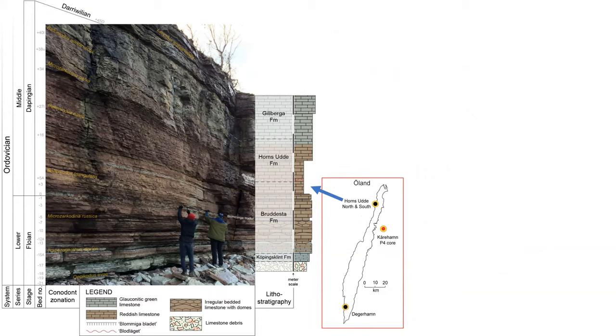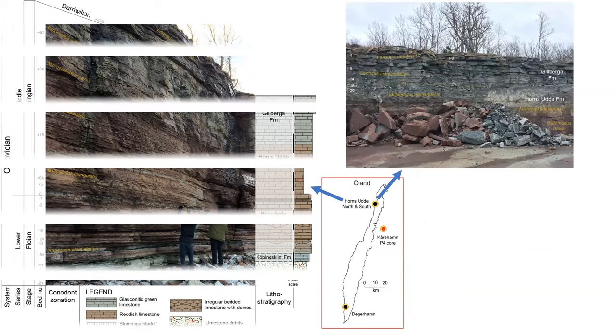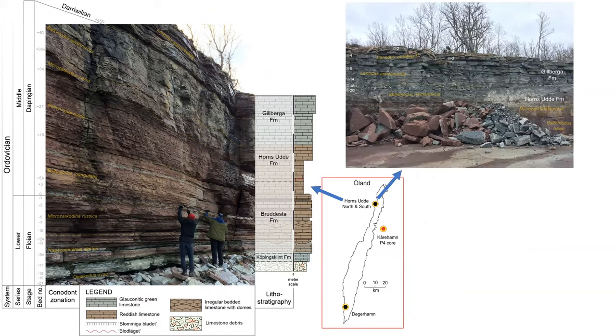And basically, we chose this section because we have detailed conodont stratigraphy. We also have detailed lithic stratigraphy. And we basically collected all the beds from this section to get isotope samples. We did the same for the neighboring section, which penetrates a bit further up in the section. This is from the Cape of Hornsrud itself.